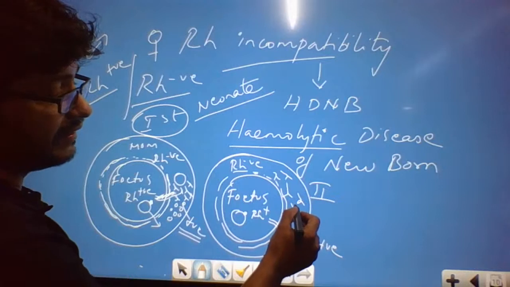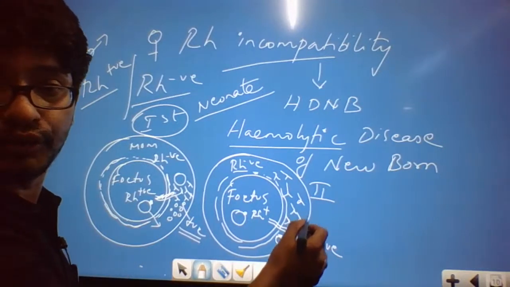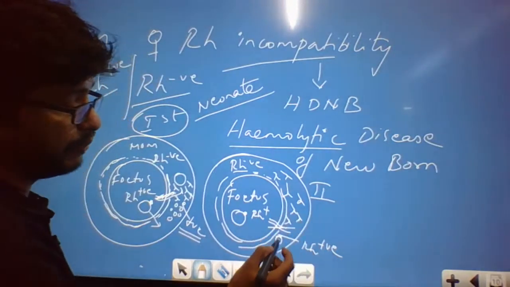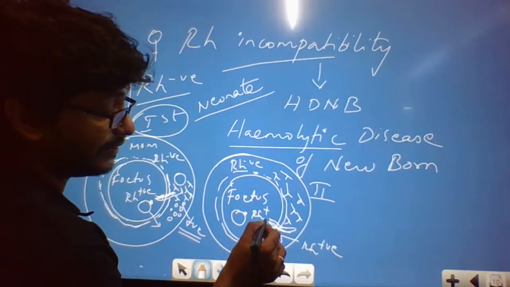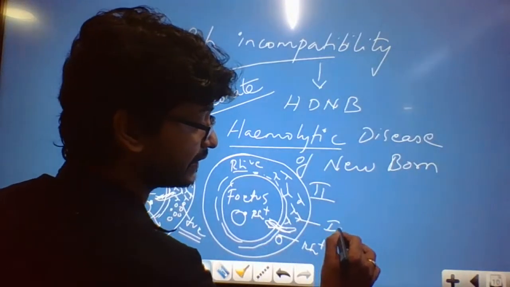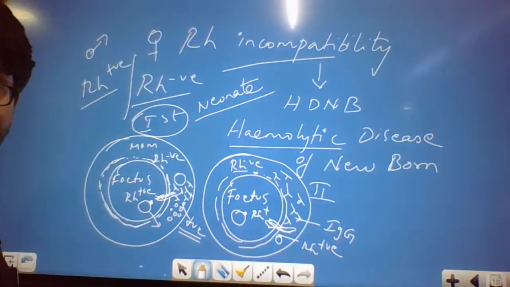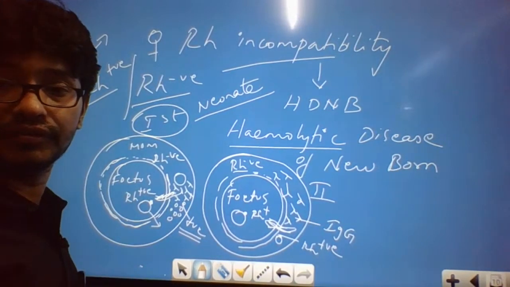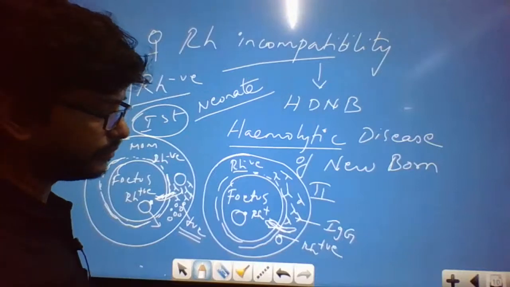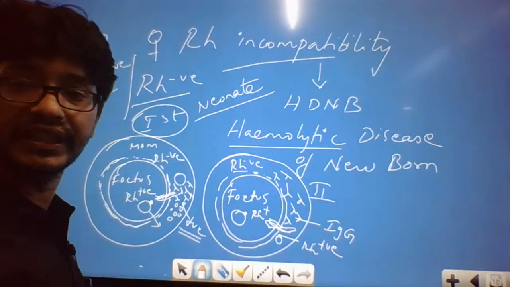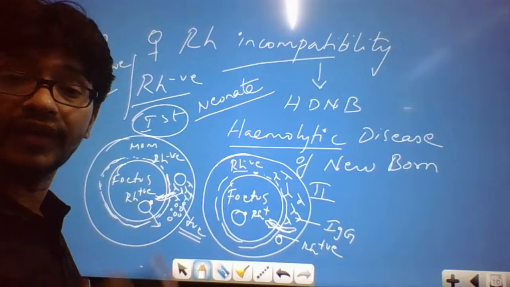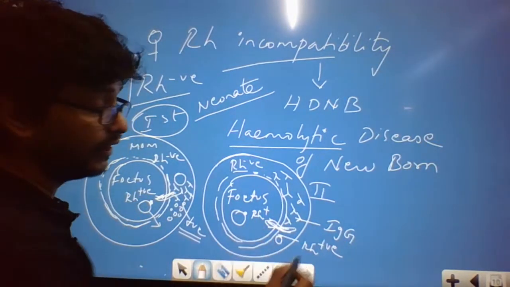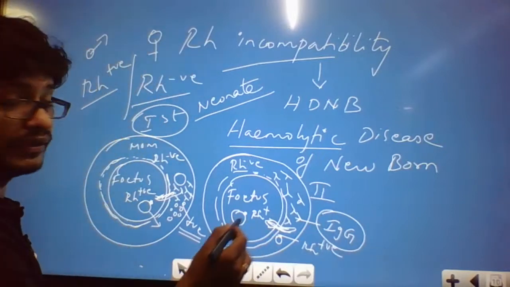Then these antibodies will start being produced, and they will start crossing the placenta, especially IgG. Why IgG? I told you there are 5 different types of antibodies: IgG, IgM, IgA, D and E. Out of the 5 immunoglobulins, only one has the ability to cross the placenta. So only IgG. So now what happens during the second pregnancy?